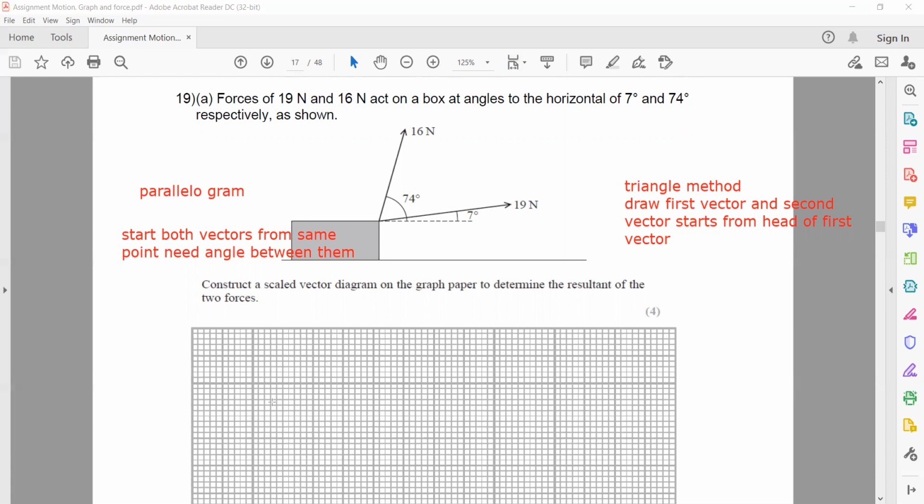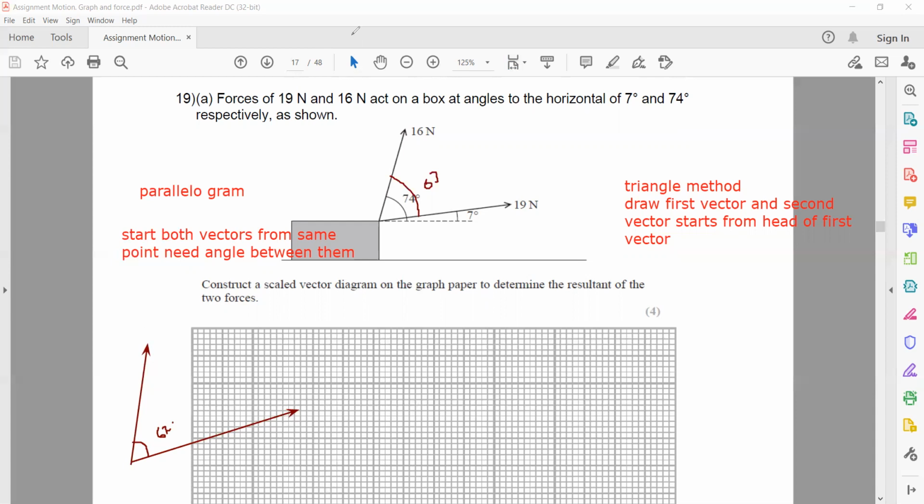After selecting a scale, you will draw the first vector, which is 7 degrees from horizontal, and then we need the angle between them. So what will be the angle between them? It will be 74 minus 7, so the angle between them will be 67. So we'll measure 67 degrees and we will draw the second vector from the same point but with an angle 67 and with the same measurement, with the scale we select.